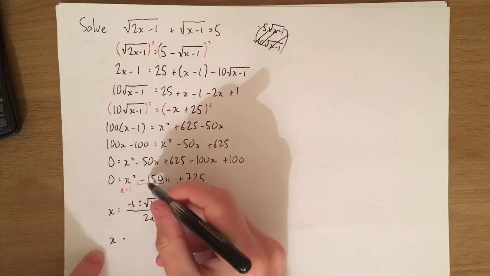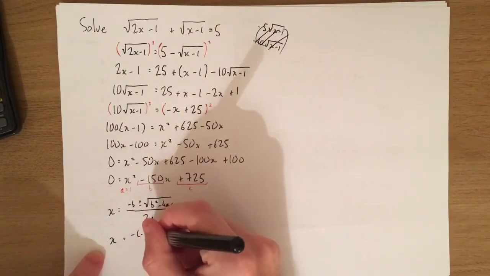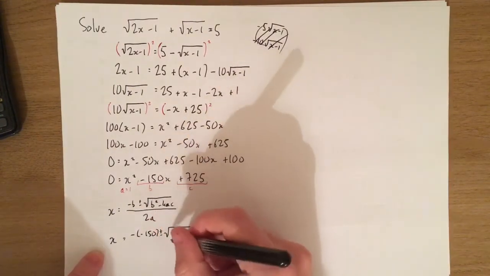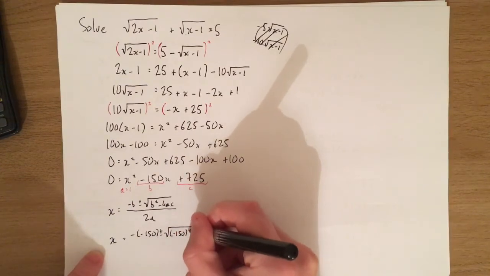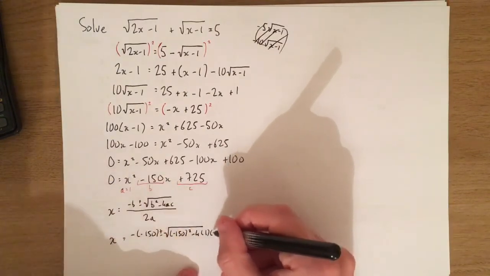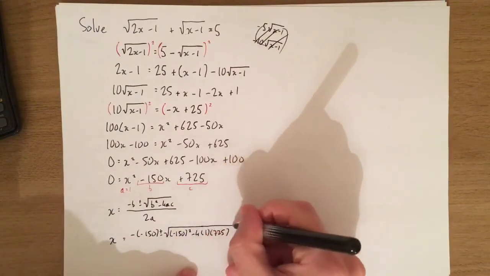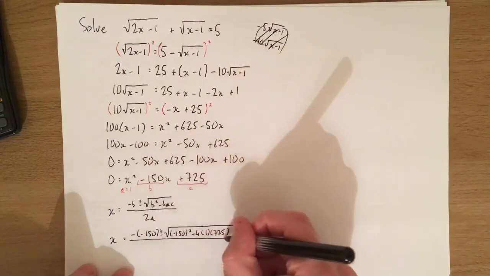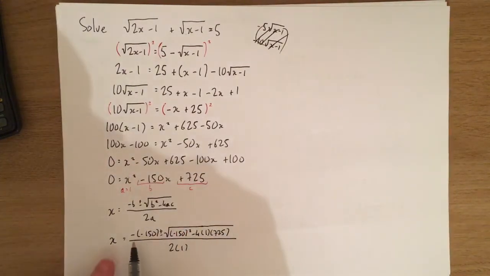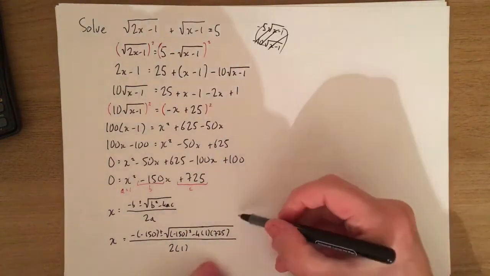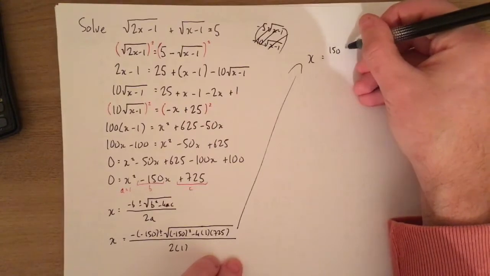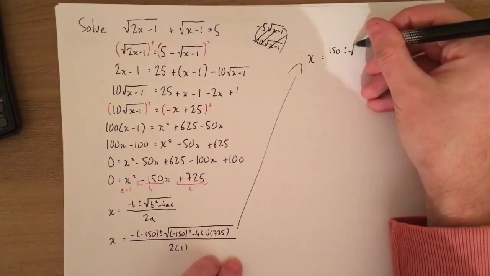So x is equal to minus b, so that's minus 150, plus or minus the square root of b squared, which is going to be minus 150 squared, minus 4 times a, which is 1, times c, which is 725. These are quite big numbers, but we're going to do it all in the calculator. All over 2a, so all over 2 times 1. So minus 150 is plus 150. So x is equal to 150 plus or minus the square root of.